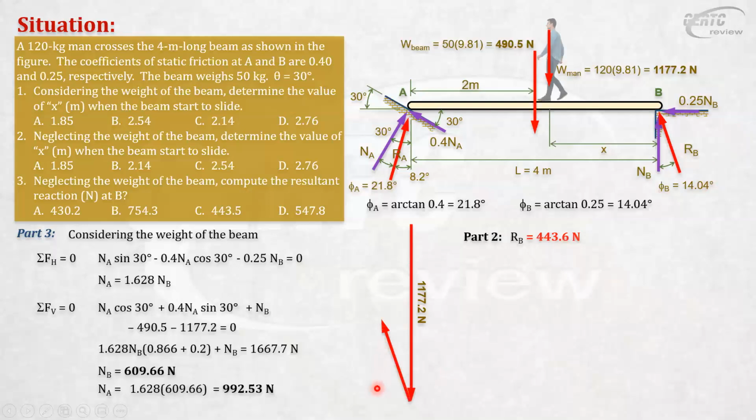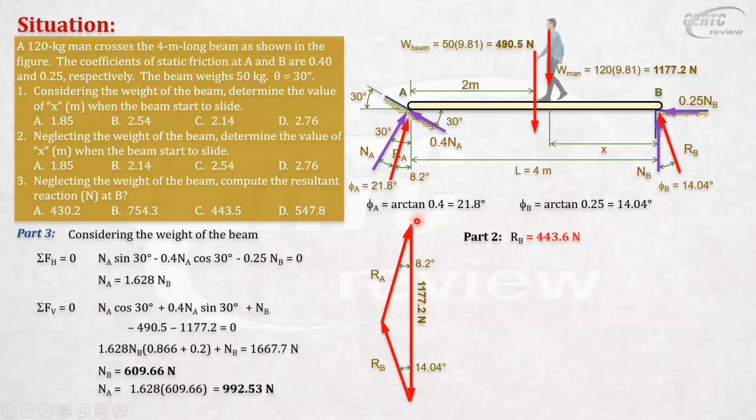Ito yung RB natin. Ayan. So the angle of RB with the vertical is 14.04 degrees. That angle there. And next is your RA. Okay? So the angle of RA with the vertical is 8.2 degrees. Itong angle na yan. So make sure to draw this polygon in tail-to-head connection. Tail-head, tail-head. Do not do it tail-to-tail or head-to-head.